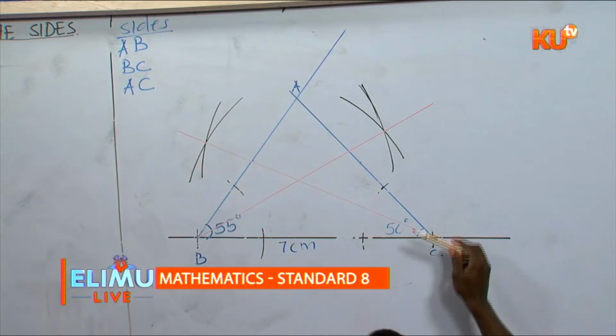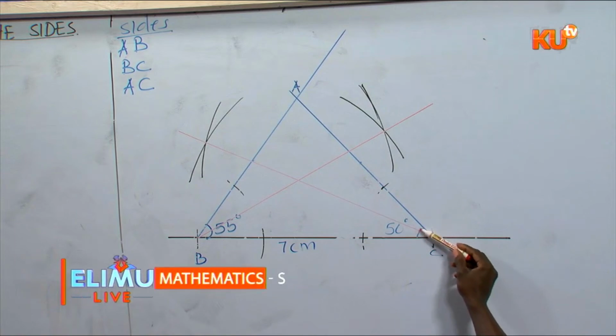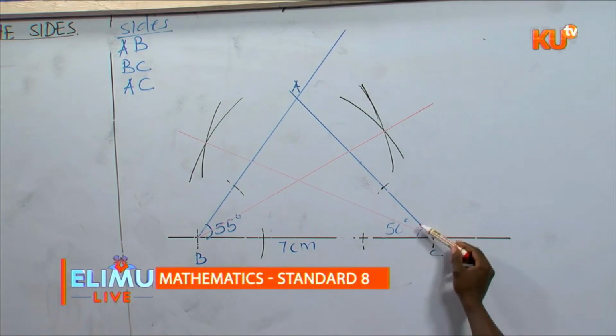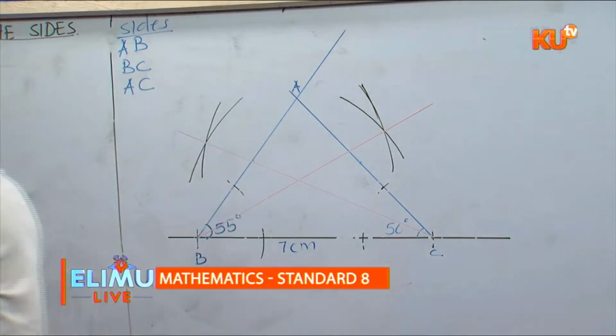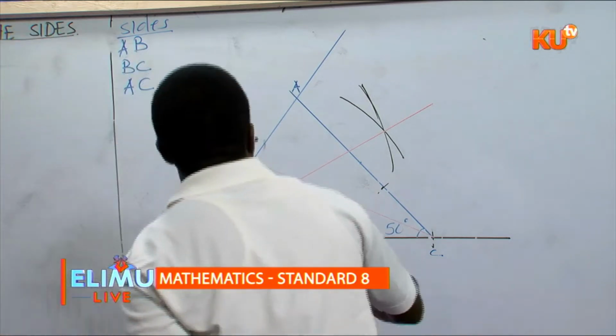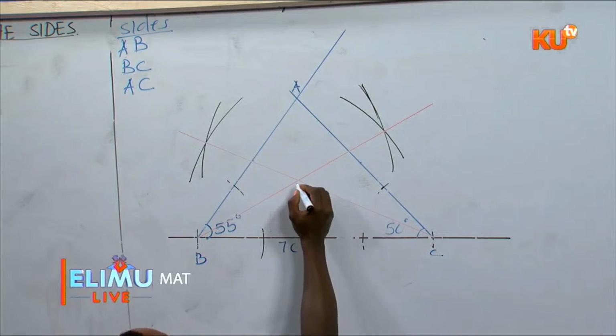You can see I have bisected this angle into two. This and this, if you measure, you will get this one is 25, this one is 25. And you can see where our perpendicular bisectors have met. Here. Call this point O.